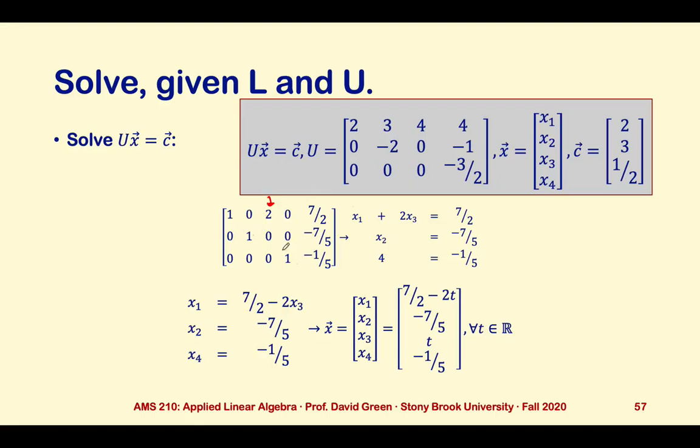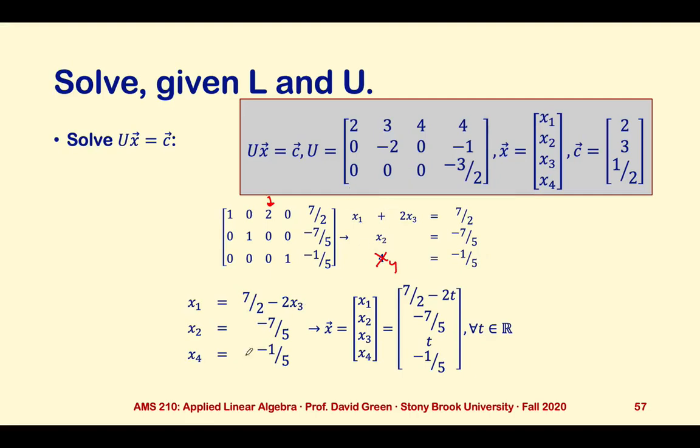The second and third equations have zeros in the free variable position, which means these get simply written as x2 equals negative 7/5, and sorry, it should be x4 equals negative 1/5. Right?